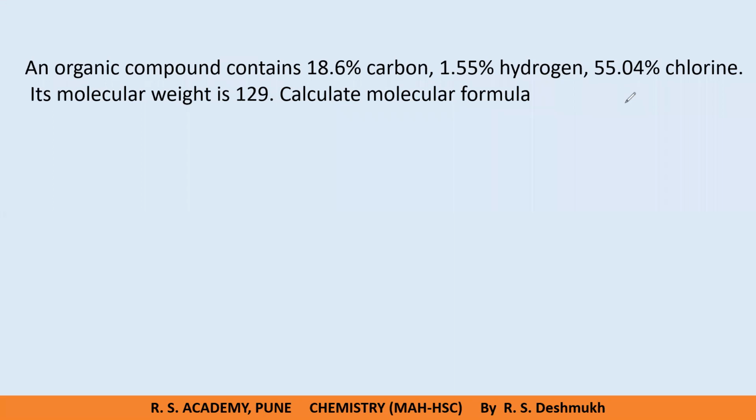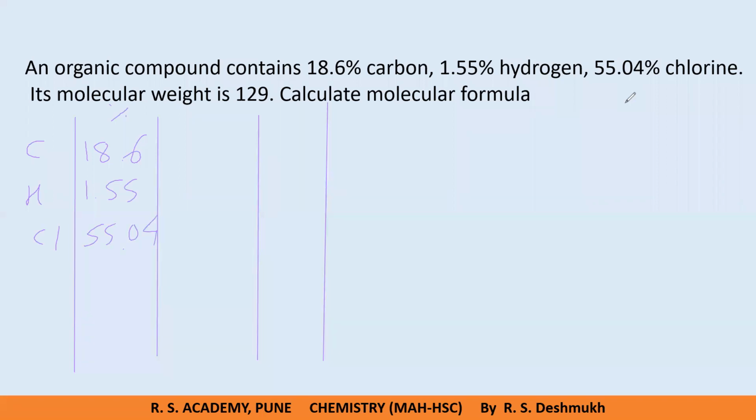So just listen to what I am writing here. The first thing, I make the columns. The first one is for the elements. The second one is for the percentage composition. The third one is for the atomic ratio and the next one is for the simplest ratio. Now the first element is carbon. What is the percentage composition? The percentage composition is given as 18.6. For hydrogen, it is given as 1.55. For chlorine, it is given as 55.04.